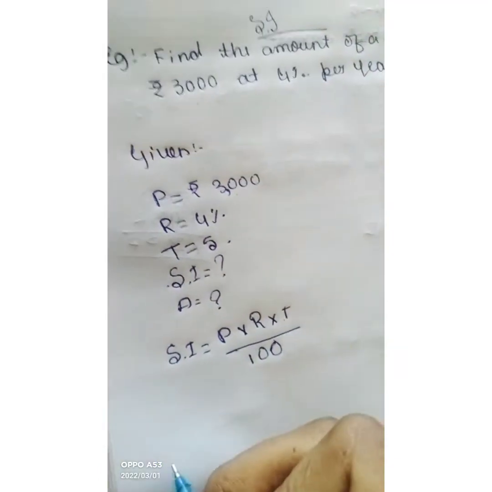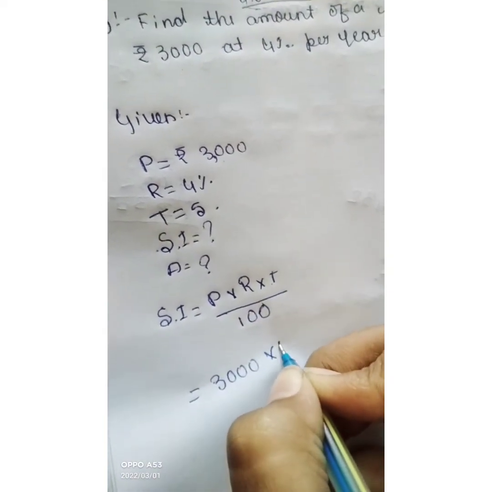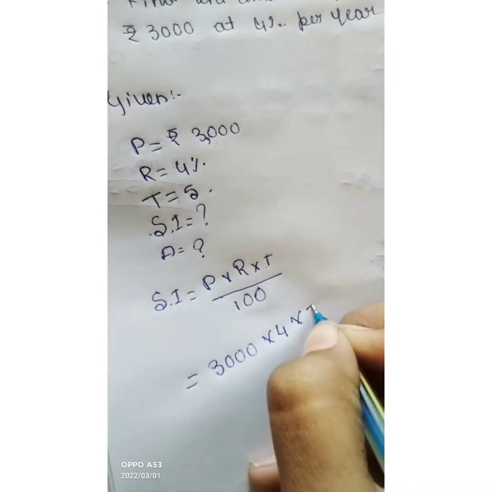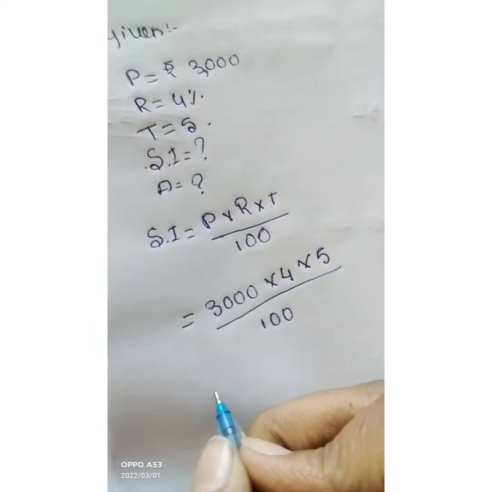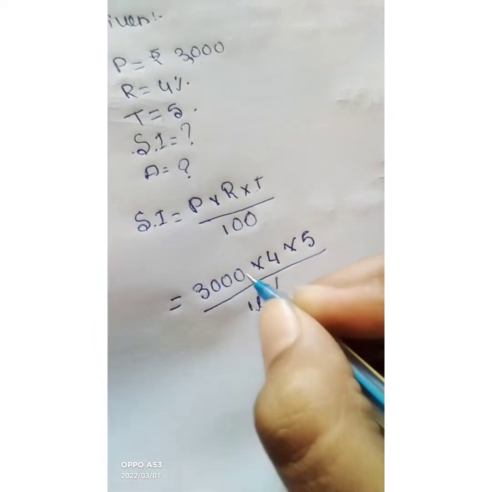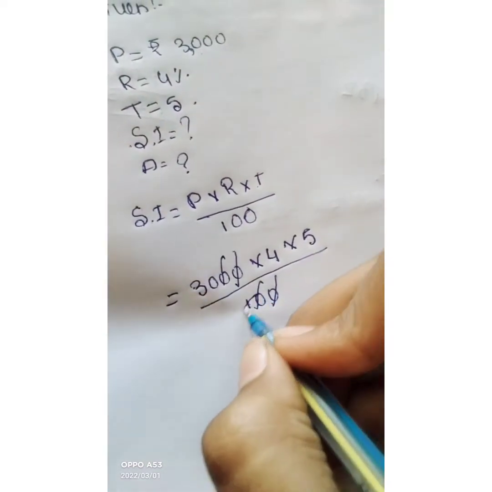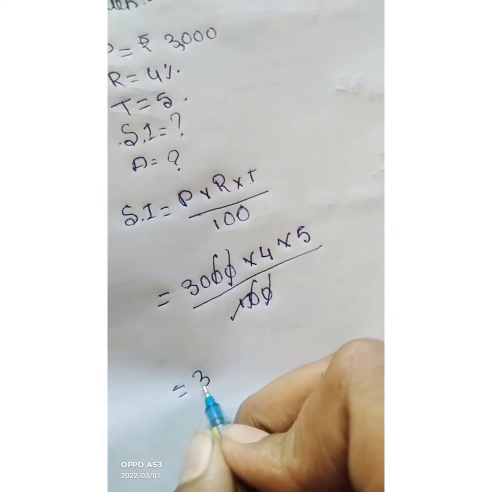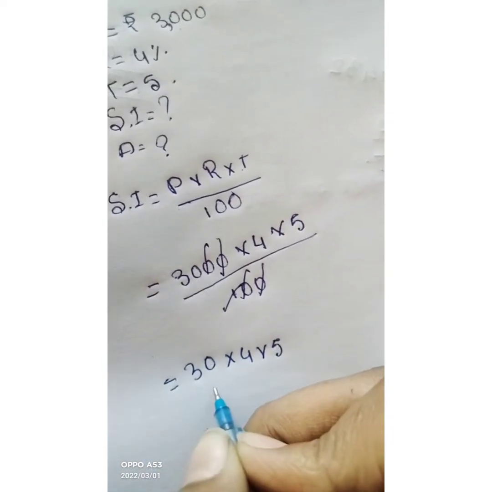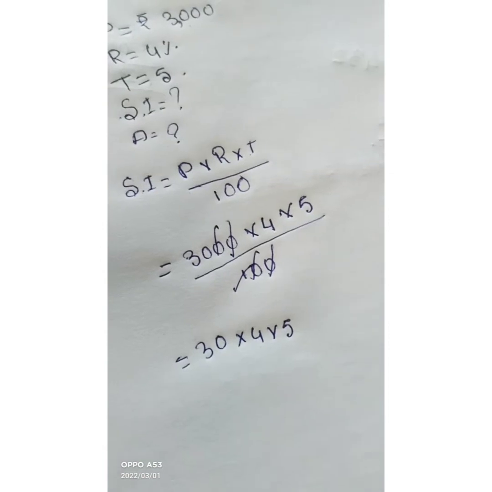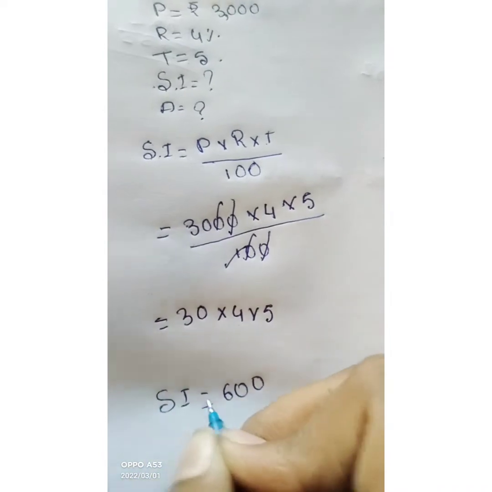So here, principal we got as 3,000 into rate is 4% and into 5, and here we should write 100 without missing. Here 0 cancel. We got this as 34. This one also will be cancelled. So here is equal to 30 into 4 into 5. We have to multiply it. So here we will get the answer as 600. So the SI is equal to 600.